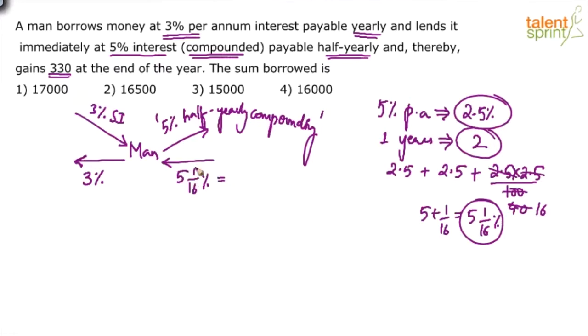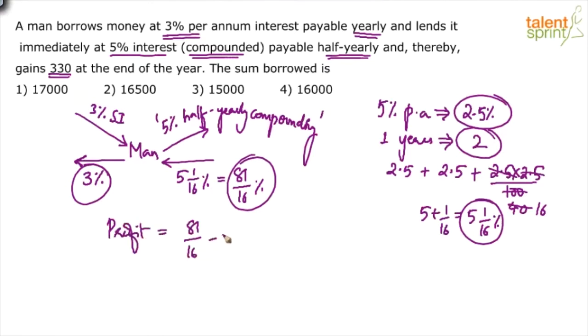It can be further simplified actually. 5 1 by 16, let us take it as 81 by 16 percentage. So he will be earning 81 by 16 percentage income. His expense is 3%. So what is the profit? 81 by 16 minus 3. Remember, both the percentages are on the same principal amount.